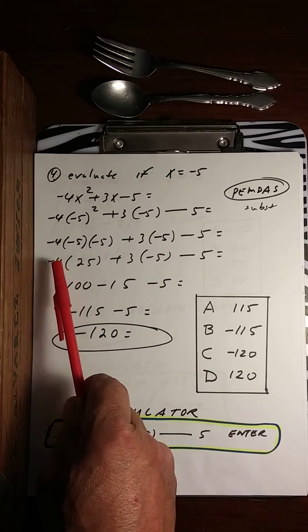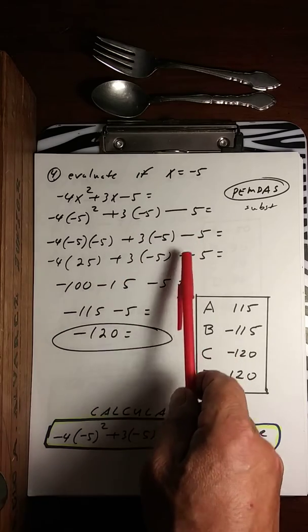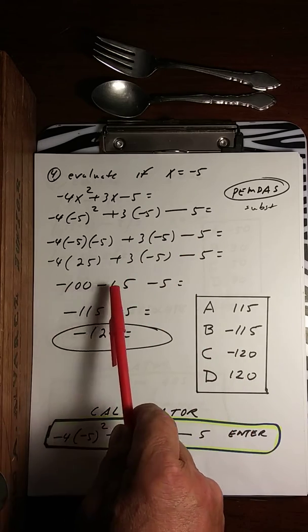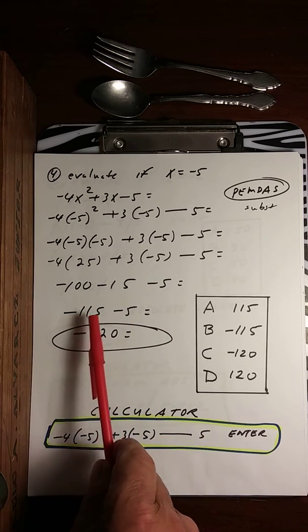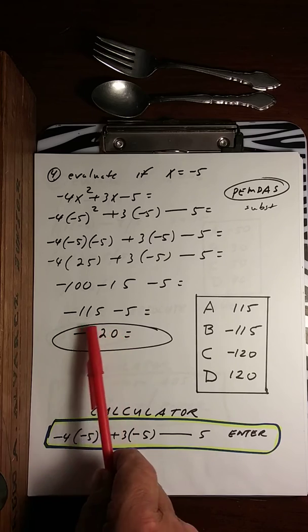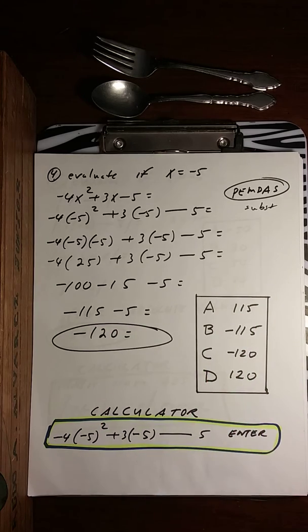Negative, so negative 25. No, this times this is -100. This times this is -15. Bring it down. So -100 and then -15 is -115. Bring the -5 down. So this and this is going to give you a -120, which is, there it is, C again, of course.